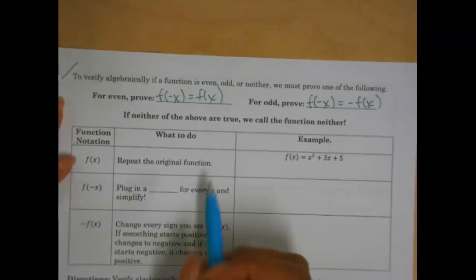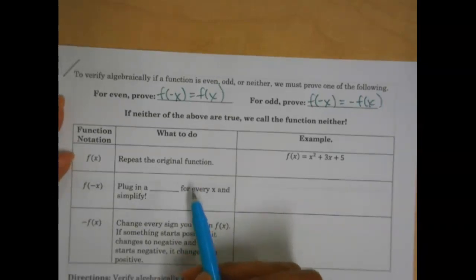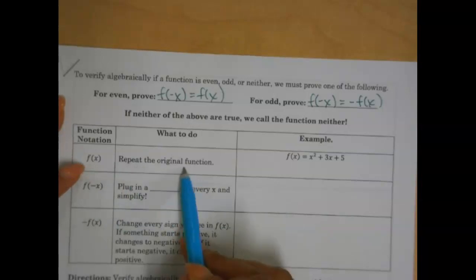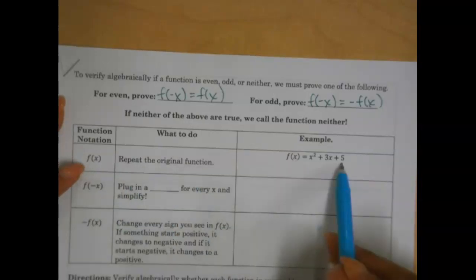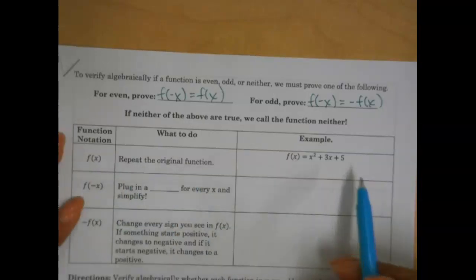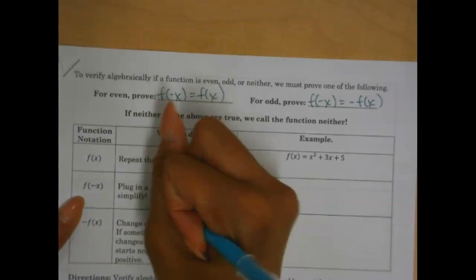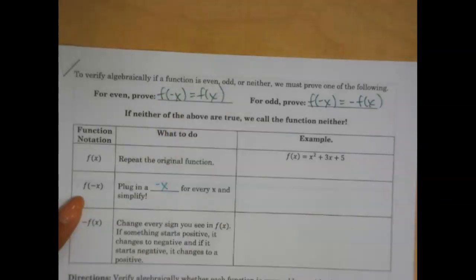Okay, so let's talk about just basic function notation you should hopefully remember from Algebra 1. F of x is just the original function. So f of x, that's just your original. f of negative x, what do you guys think you're supposed to do? Replace that x with a negative x. You're going to plug in negative x for every x that you see and simplify.